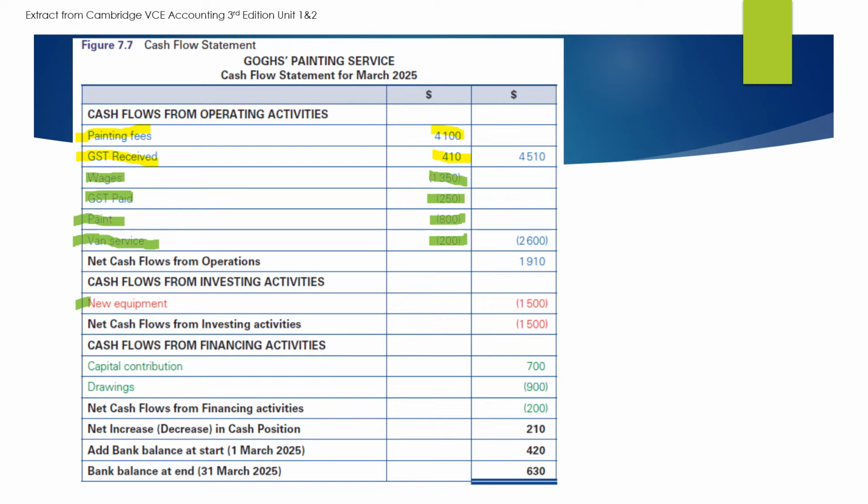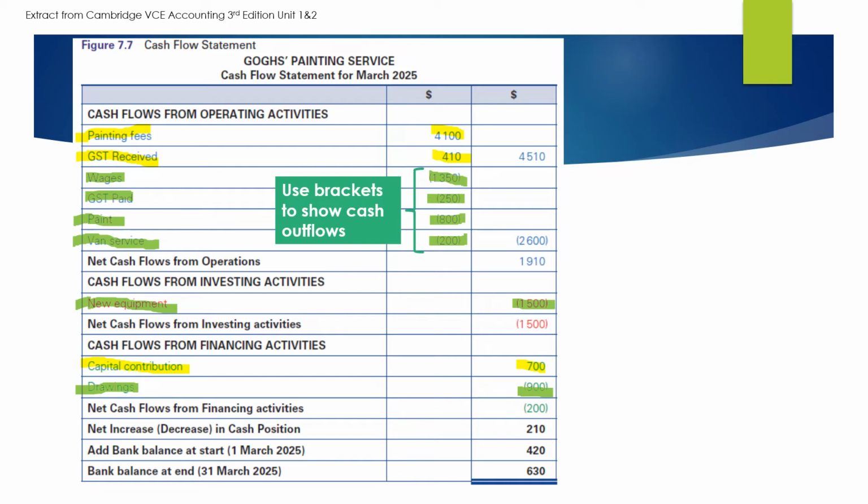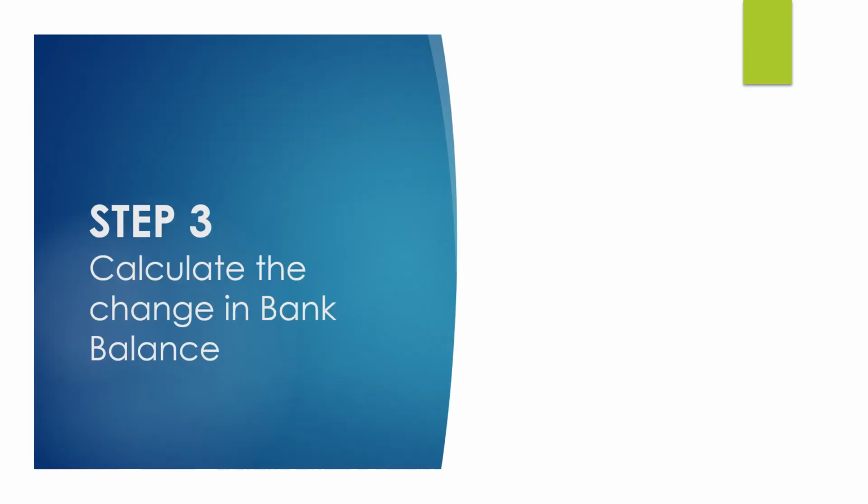In the investing activities, the purchase of new equipment is reported as a cash outflow at its price, excluding the GST amount. Now moving on to financing activities, here we have a cash inflow from capital contribution, as well as a cash outflow from drawings. The last thing that I would like you to note here is that we use brackets to show all the cash outflows. So in this next step, we'll be calculating the subtotals in the cash flow statement, and at the end, we'll be calculating the change in the bank balance.